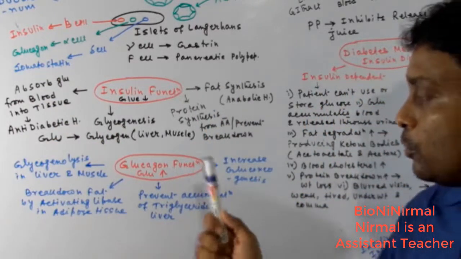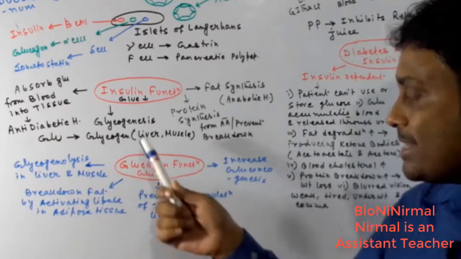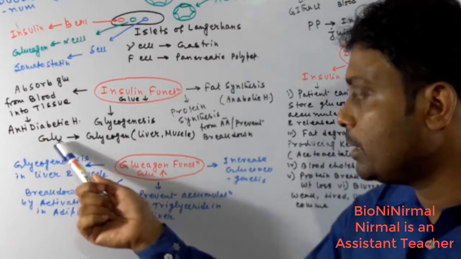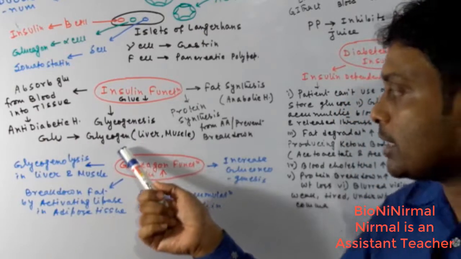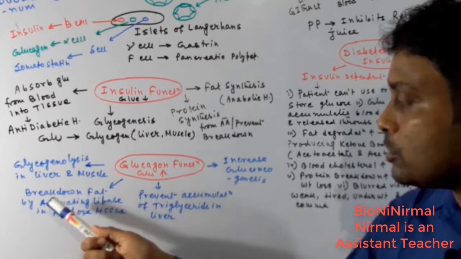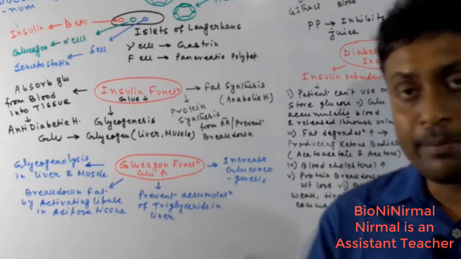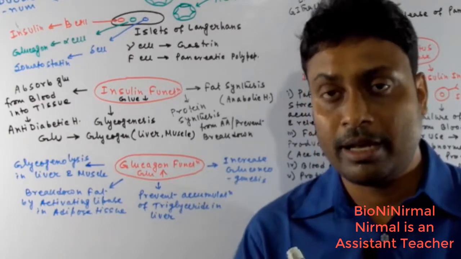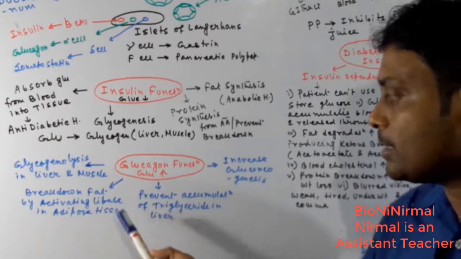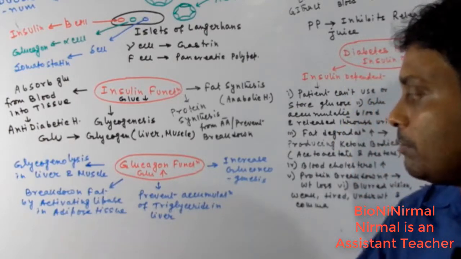Next, glucagon. Glucagon promotes the glycogenolysis process in the liver and the muscle. Glycogenolysis is just the reverse of glycogenesis, and by glycogenolysis, glycogen will be broken down into glucose, so that the glucose level will be increased, and this is the main function of glucagon. It also causes the breakdown of fat by activating lipase in the adipose tissues. The lipase enzyme causes the breakdown of lipid or fat into fatty acids and glycerol, so glucagon activates the lipase enzyme and the breakdown of fat occurs.